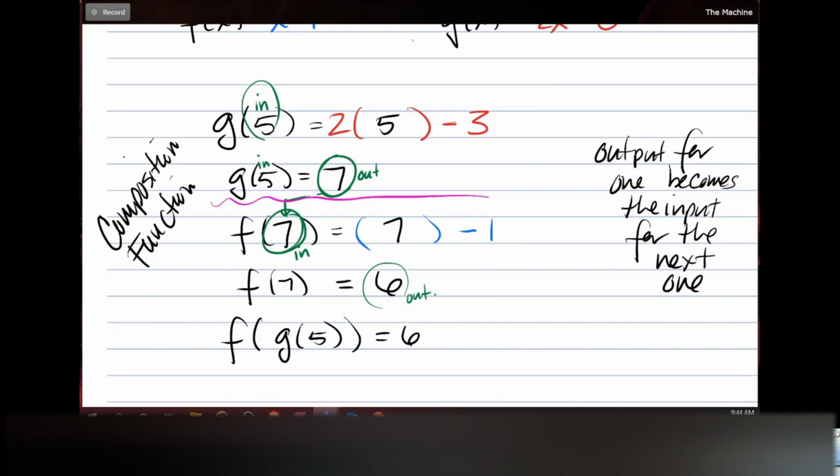Are you tracking with me here? This is crucial. This step right there. Put 5 in, I got out 7. I then took the 7 and made that the input for the next one, and then I got a final output of 6. So you're linking these together. You need to do both equations, right? Yes, you use both equations.